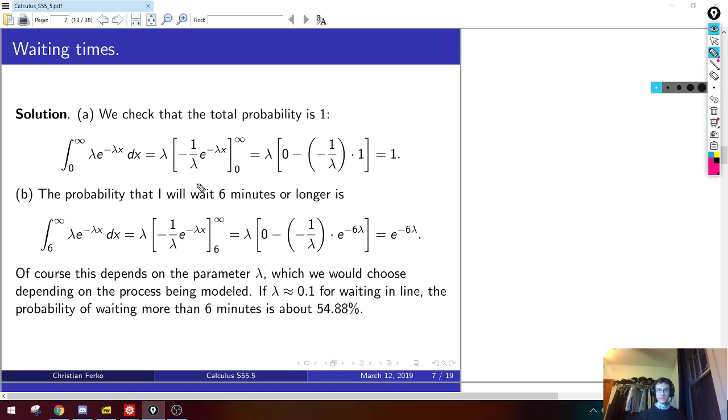In the first case, we're finding the total area everywhere and want to show it's 1. And indeed, plugging in 0 and infinity, you get 1. The second piece, now it's between 6 and infinity, and when you plug in, you get e to the minus 6 lambda. Oh, sorry, I think I said a moment ago it was e to the b lambda, but it should really be e to the minus b lambda because of the minus sign. Sorry.